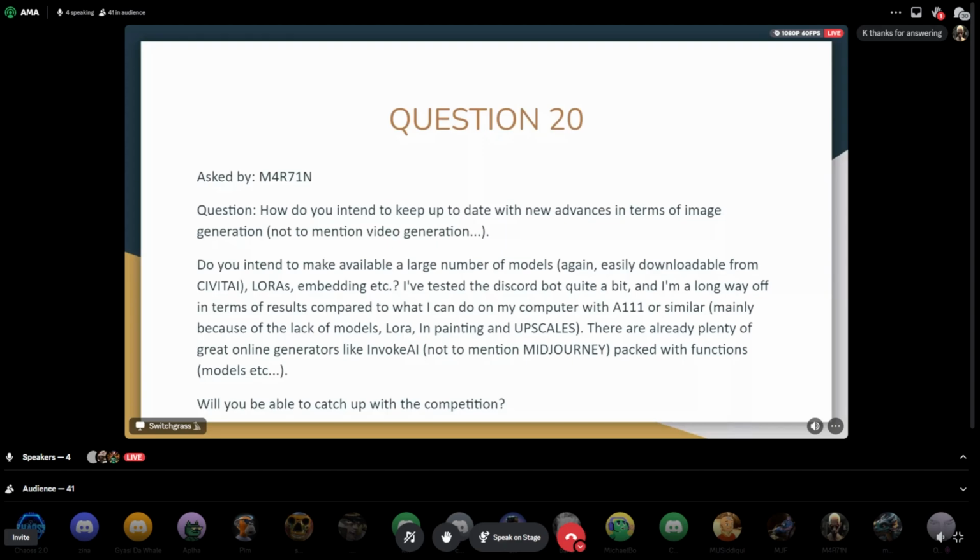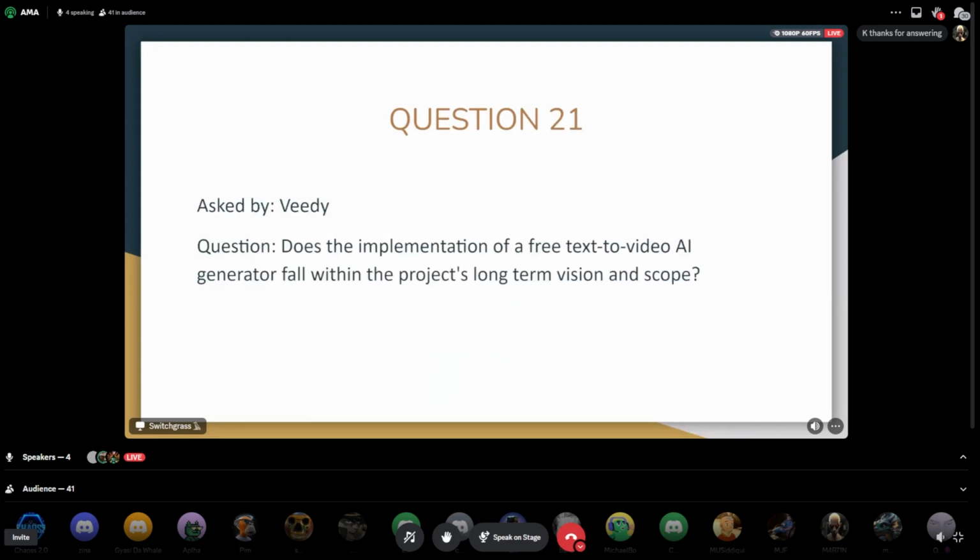All right, the next question comes from Vidi, who asks, does the implementation of a free text-to-video AI generator fall within the project's long-term vision and scope? Yes. So we are targeting video generation. I haven't really said much about that, but we're definitely targeting video generation, and that may even be part of the AI art gallery. So we may allow short videos to be minted as well.